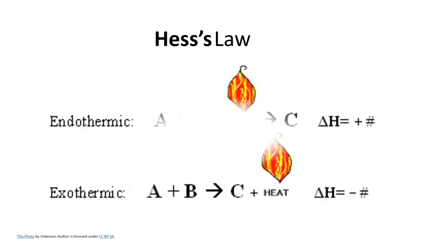So Hess's law. We just want to remember that what Hess's law says is that if a reaction can be expressed as the sum of two or more reactions, then the heat flow for the overall reaction is going to be equal to the sum of the heat flows. I'm going to say this one more time. If a reaction can be expressed as the sum of two or more reactions, then the heat flow for the overall reaction is equal to the sum of the heat flows.